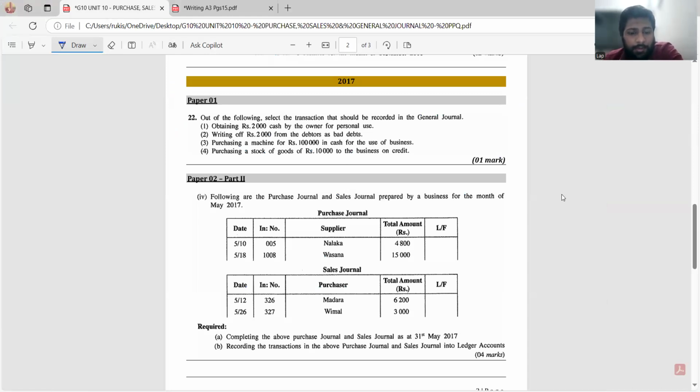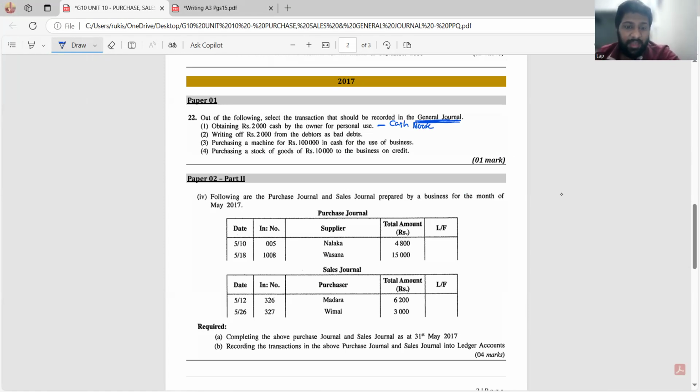Okay, so let's do 2017. Out of the following, select the transaction that should be recorded in the general journal. Obtaining 2000 cash by the owner. So here cash is involved, so it will go to the cash book.